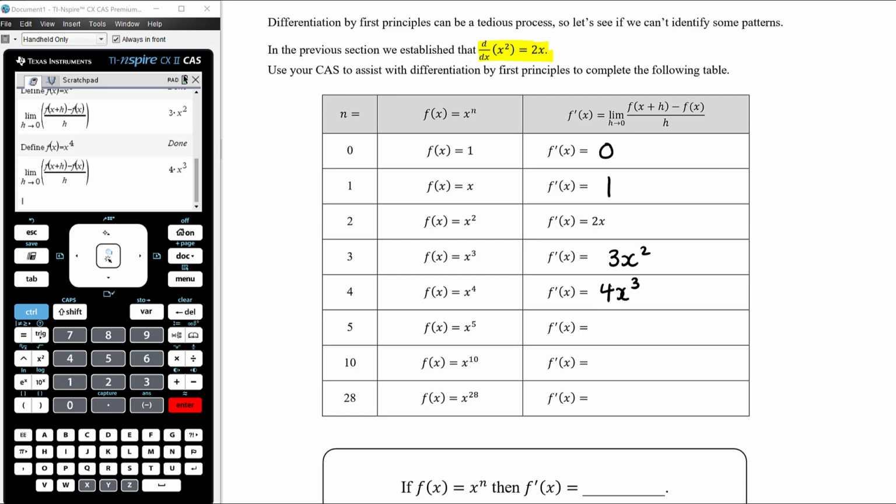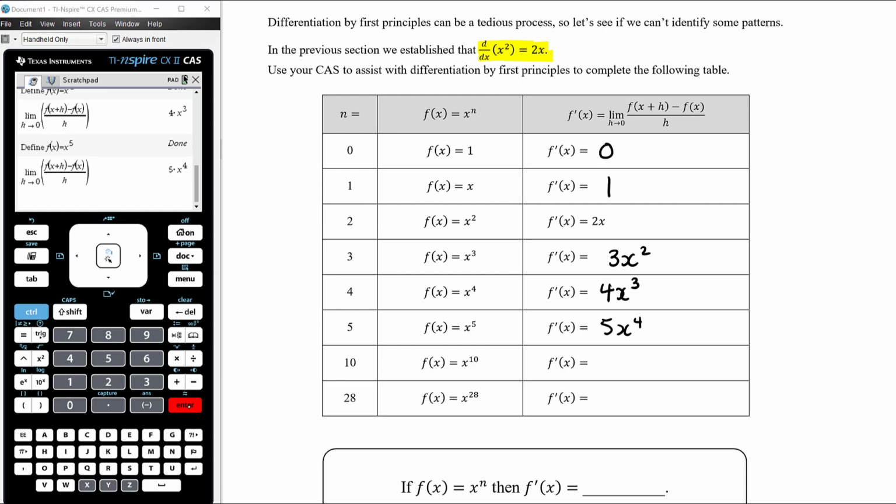So you might be starting to see a pattern. Think about whether you can predict what the next one's going to be. So if we redefine f of x as x to the power of 5, press enter first, and then recalculate our derivative by first principles, 5x to the power of 4.